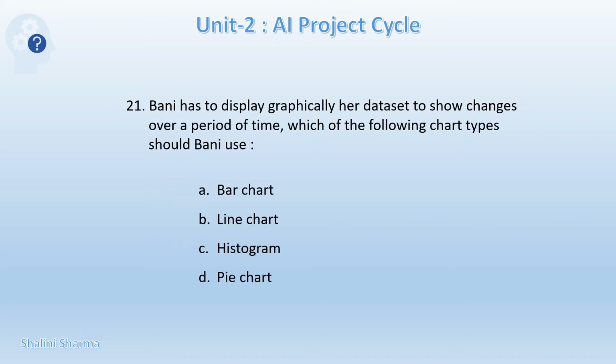Bani has to display graphically her dataset to show changes over a period of time. Which of the following chart types should Bani use? A. Bar chart, B. Line chart, C. Histogram, D. Pie chart. As we are aware, to display anything over a period of time, it's better to use a line chart. So the correct answer is line chart, option B.